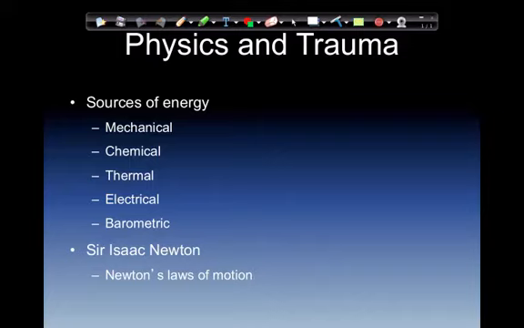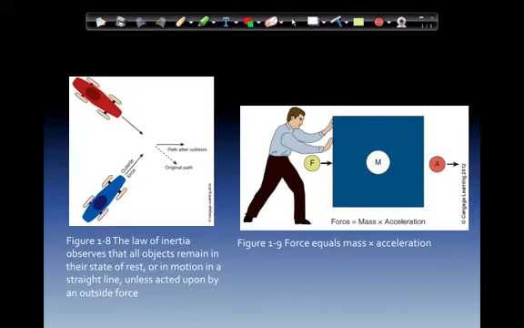Sir Isaac Newton, law of inertia. All objects remain at their state of rest or in motion in a straight line unless acted upon by an outside force. The force is equal to the product of the mass and acceleration. For each action, there is an equal and opposite reaction. And we've probably heard that version of it before, or that part of it. Figure 1.8 on the next slide, law of inertia, and figure 1.9, force equals mass times acceleration. Let's take a look at these.